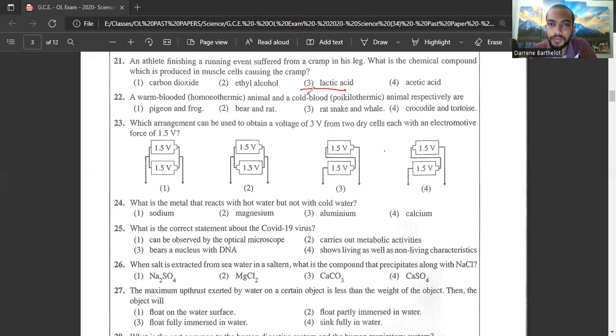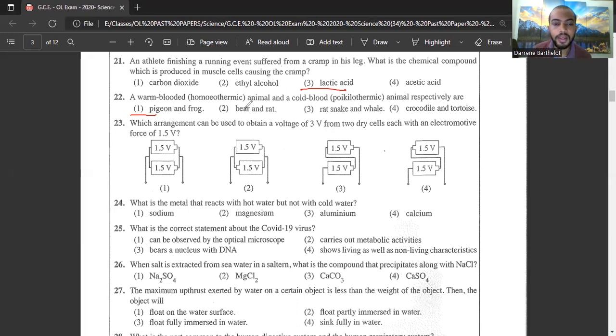So let's see. The first answer, pigeon and frog. Pigeon is an aves, frog is an amphibian. So it's correct, right? So the first one is correct here. When you take bear and rat, both of them are mammals, so they are warm-blooded. Rat, snake, and whale. Here, the first one is poikilothermic, the second one is homeothermic. That's wrong. Fourth one, crocodile and tortoise. Crocodile is a reptilia. Tortoise is also reptilia. So both of them will be cold-blooded.